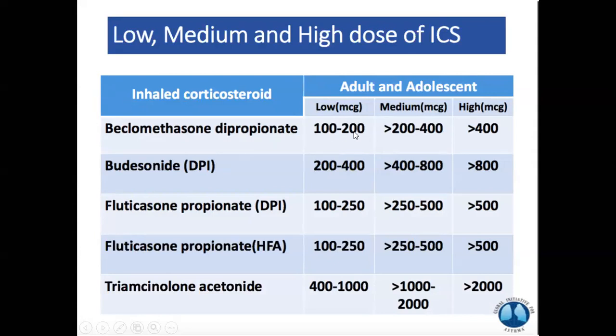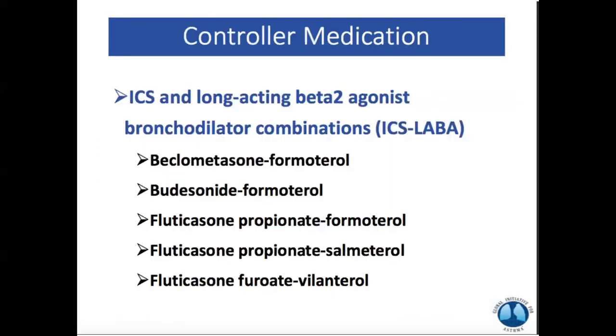So for beclomethasone, it is 100 to 200. Like that for budesonide, fluticasone, and triamcinolone. So these are the low dose, medium dose, high dose. Similarly, for children also, you have one more bioequivalence for low dose, medium dose, high dose. Okay, no need to remember that. Just remember that there is low dose, medium dose, and high dose corticosteroids.